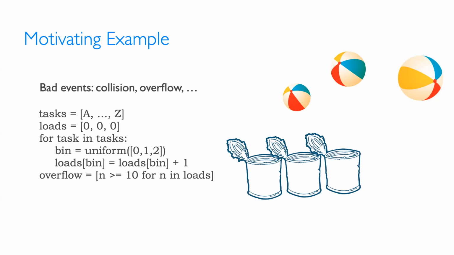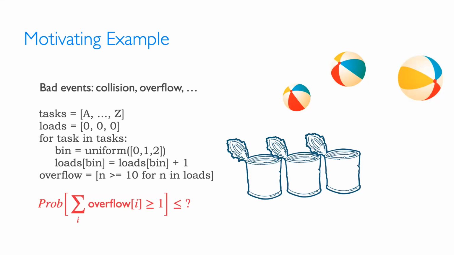And we just check at some point if we have an overflow. So if one of the loads, if one of the indices in the load is too big, we have an overflow. Okay. And what we are interested in in general is, what is the probability of having an overflow?